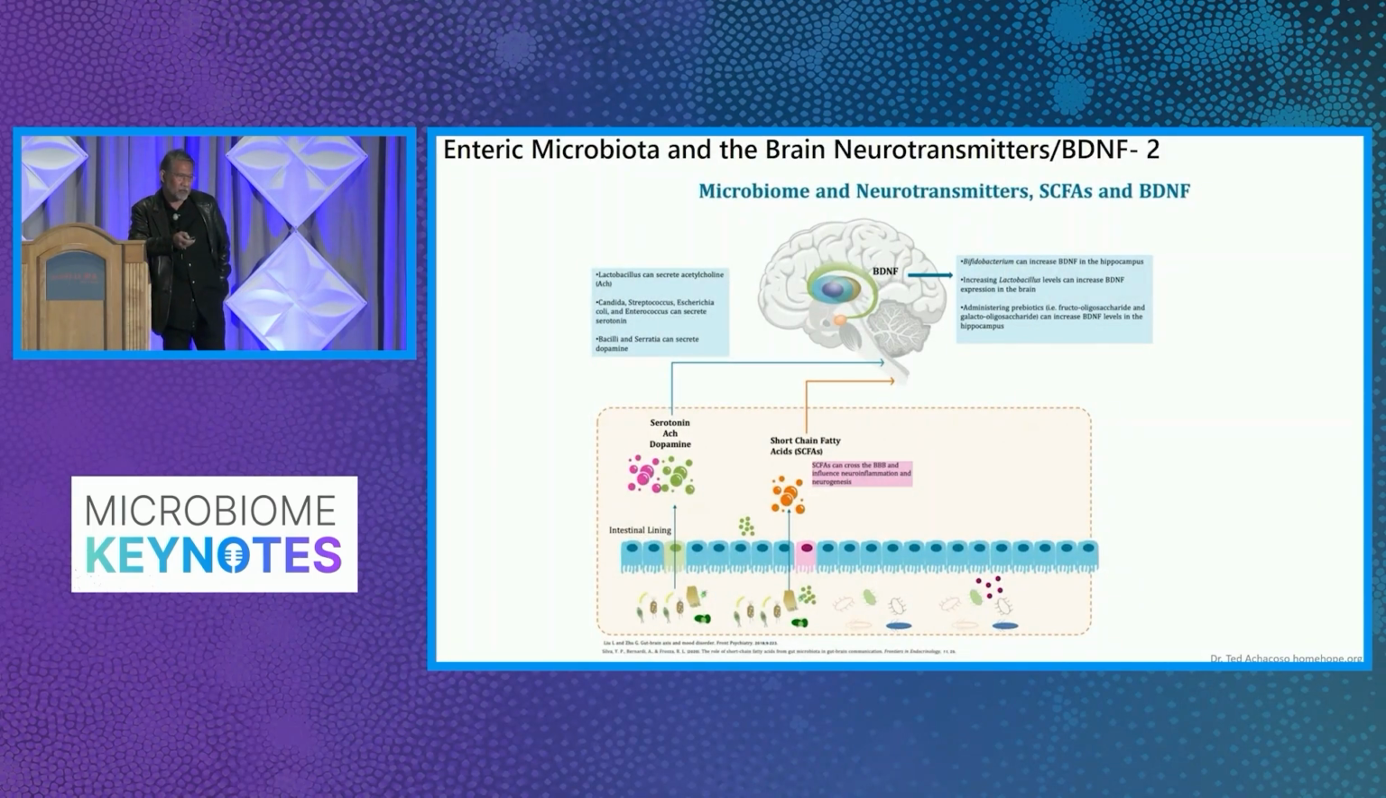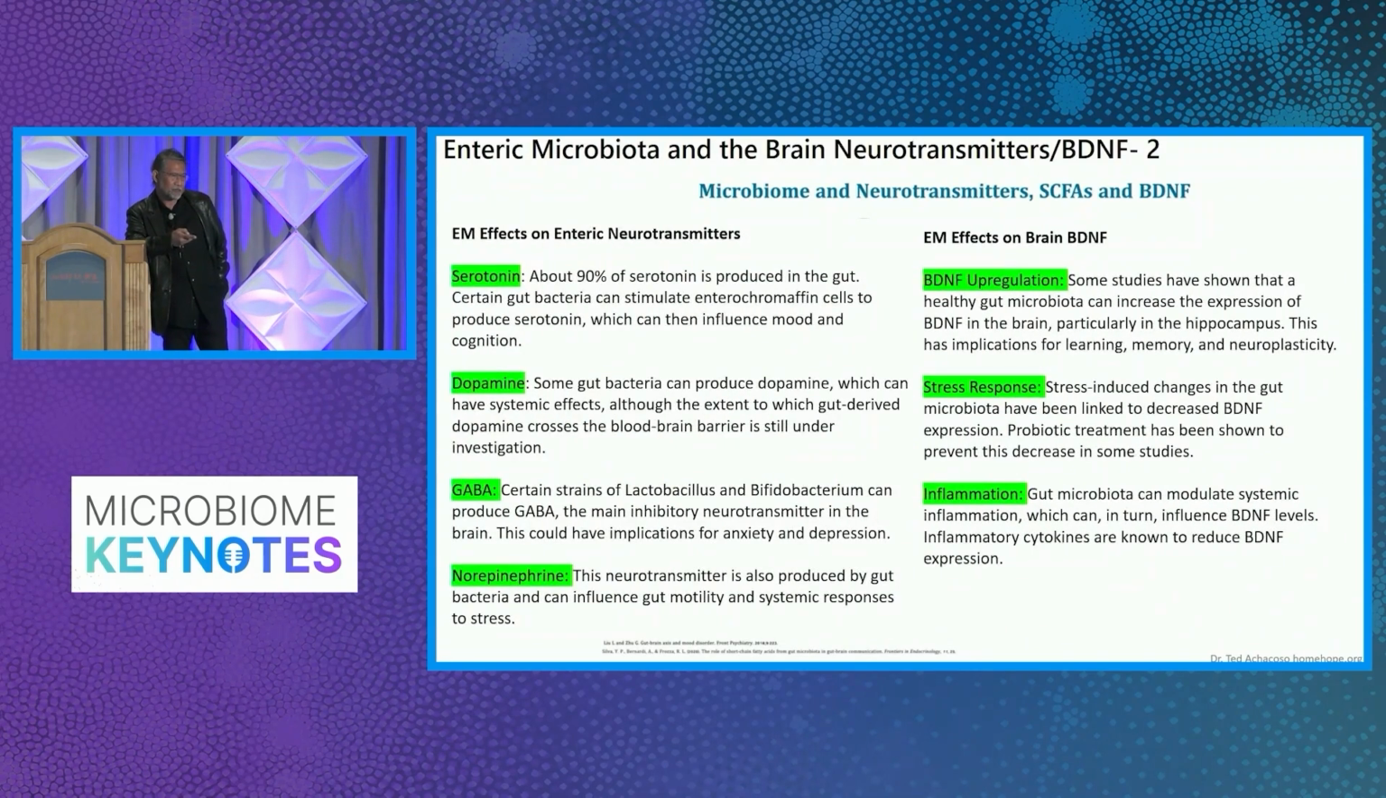Now, the enteric microbiota and brain neurotransmitters, as you can see here, essentially the neurotransmitters, SCFAs and BDNF. So the neurotransmitters, serotonin, 90% of serotonin is produced in the gut, but remember, serotonin does not cross the blood-brain barrier. So the serotonin in the brain is produced by the brain itself. You have your tryptophan. There's a large neutral amino acid transporter that actually transports tryptophan and creates its own serotonin. So this serotonin is actually produced for the use of the gut itself, right?